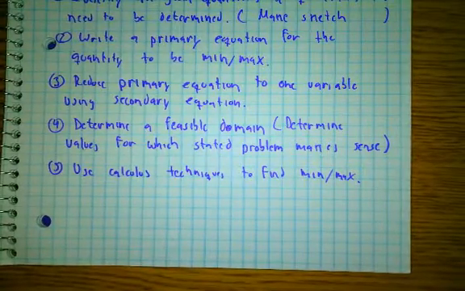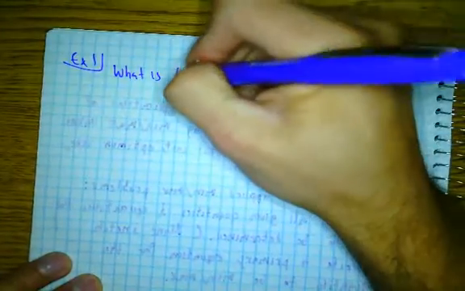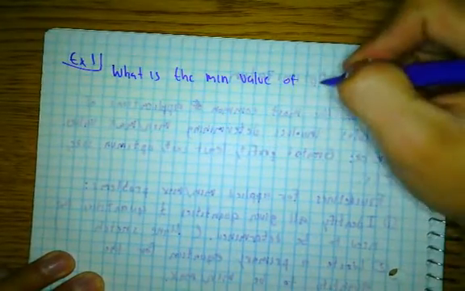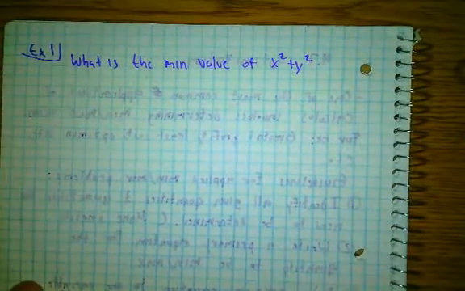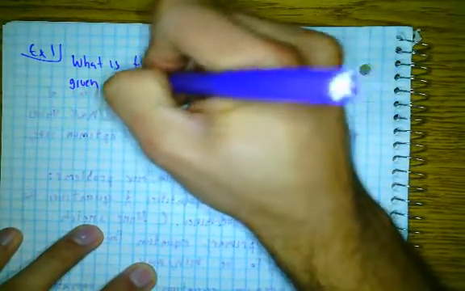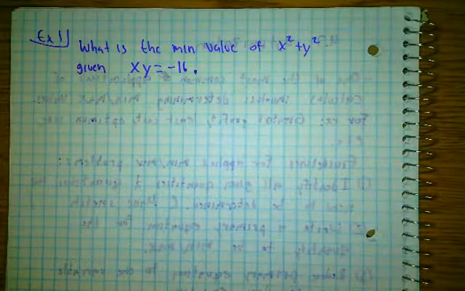Continue. Okay, we're going to start with something easy and then progress. So example number 1. What is the minimum value of x squared plus y squared, given that x times y equals negative 16? What is the minimum value of x squared plus y squared given x times y equals negative 16?